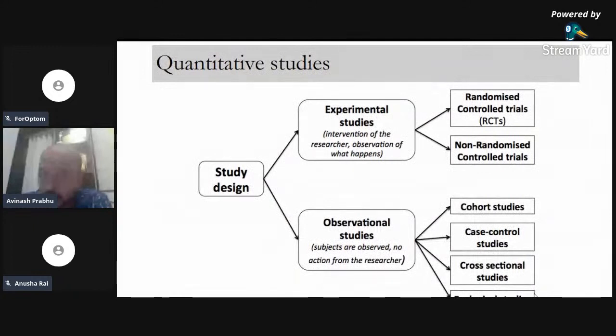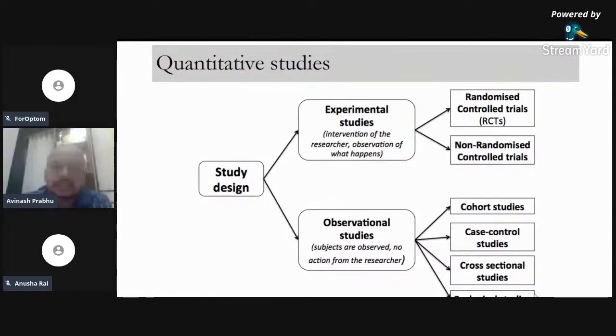So before we go ahead, maybe we will just brush up on a few basics. Ideally, studies can be divided into quantitative study and qualitative study. Quantitative means it deals with numbers. There are again different types of study designs. The main ones are experimental studies and observational studies. Under experimental studies, we have RCT, that is randomized control trials, and non-RCTs.